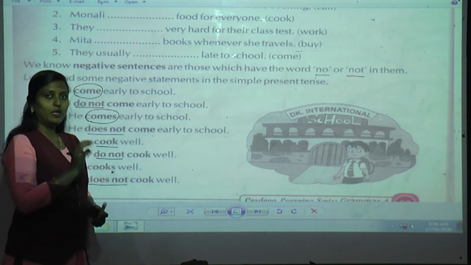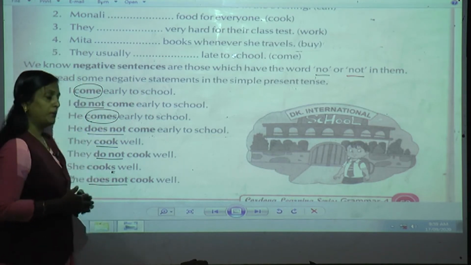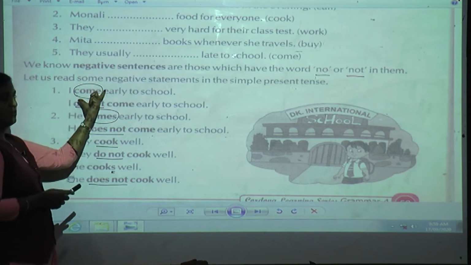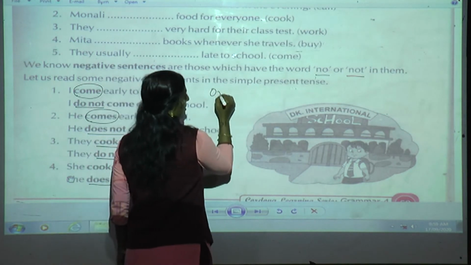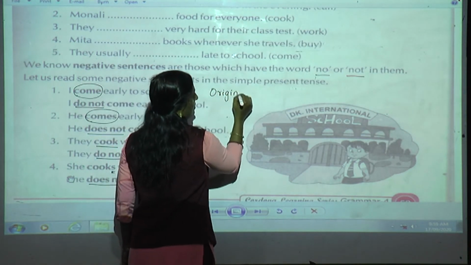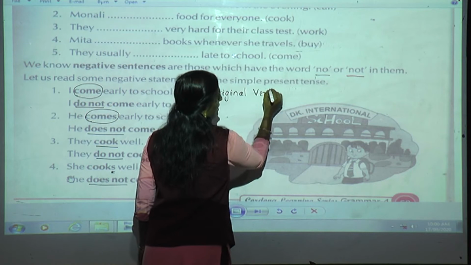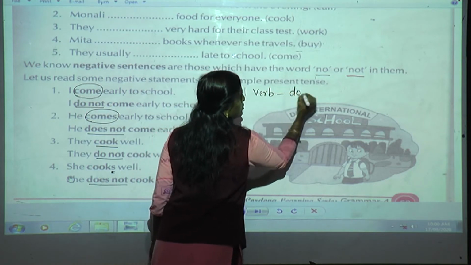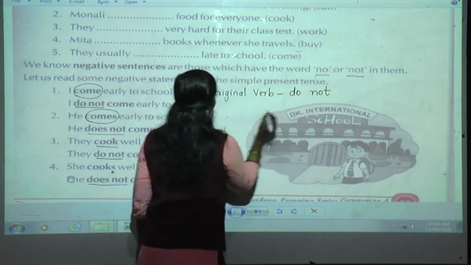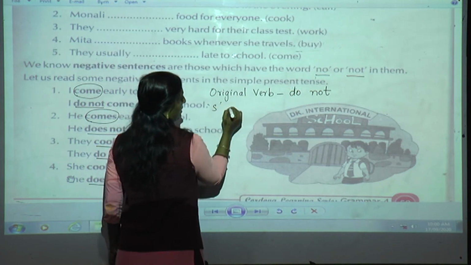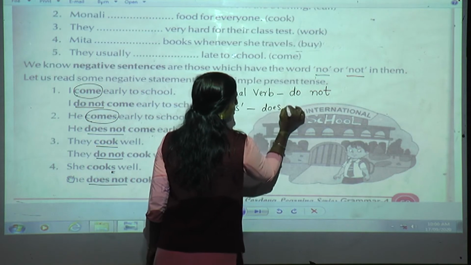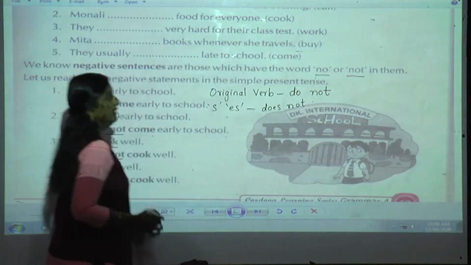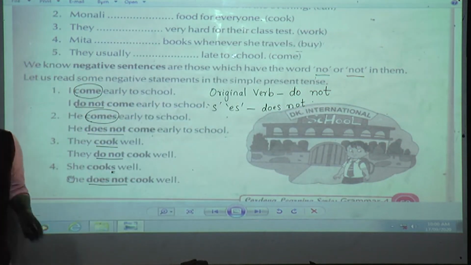Understood, students? Only this thing you have to keep in your mind. When the original form of the verb is there, that time you are going to use do not. And when s or es has been added, we are going to use does not. And one more thing is there. Here, what is there?